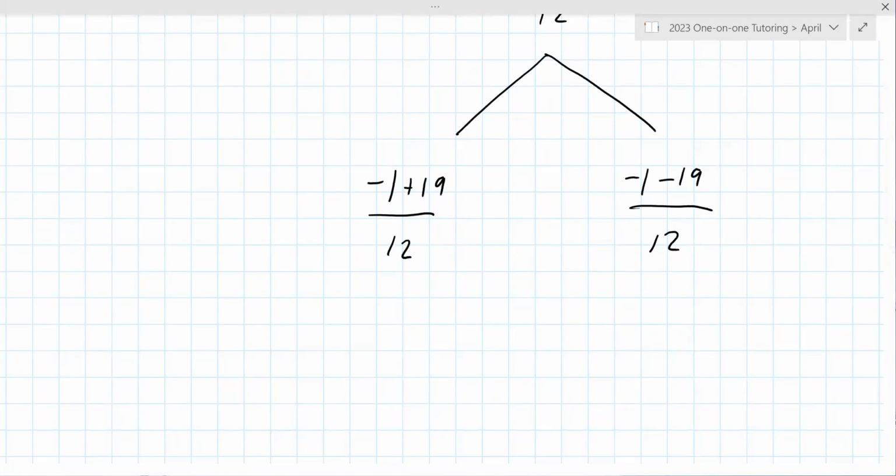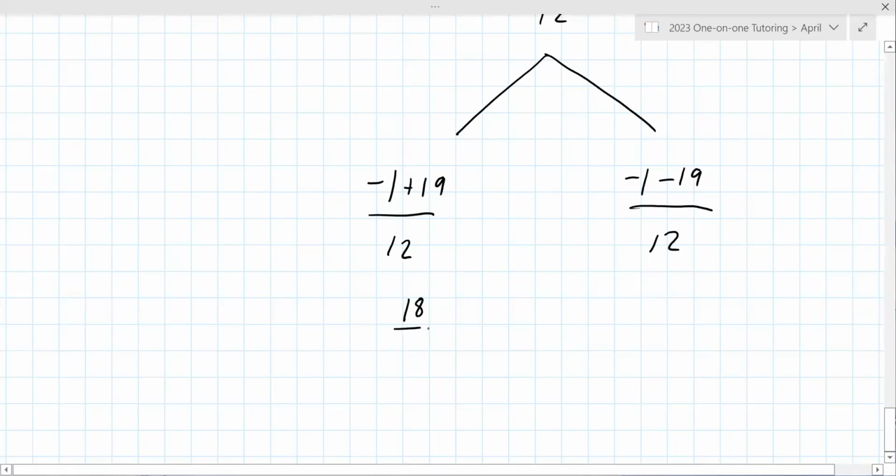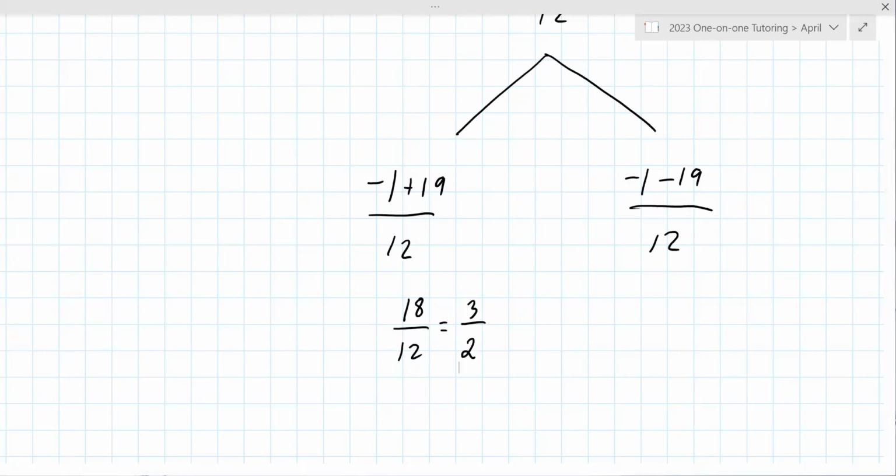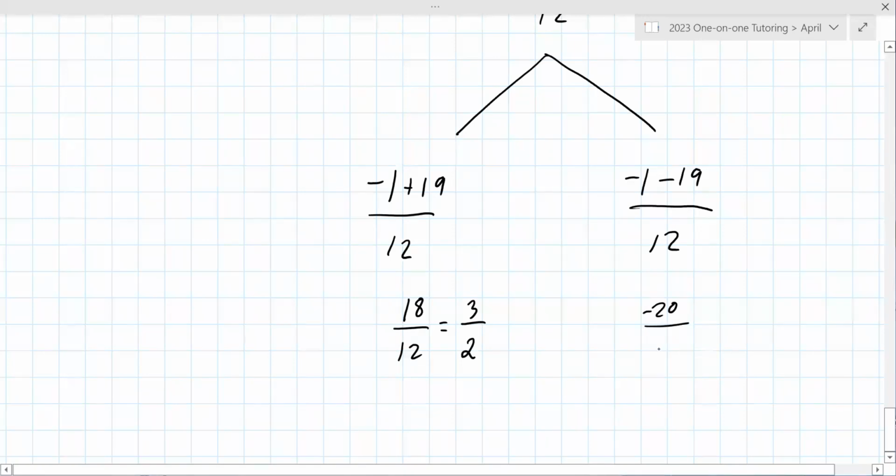Okay, so the first one, -1 plus 19, that would be 18 over 12. And if I were to simplify it, 18 over 12, that'd be 3, wait, hold on, sorry. Yeah, 3/2. Good. Very good. I just did that in my head. That's great. Keep going. So the next one, -1 minus 19, that would be -20. You add negatives, I think. Yeah.